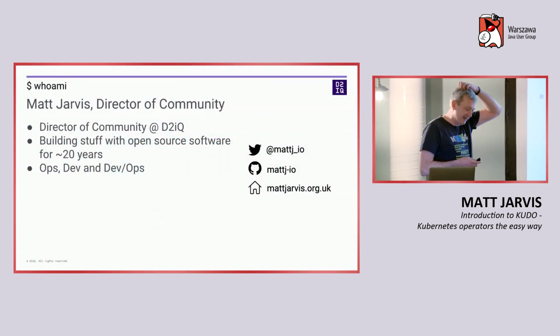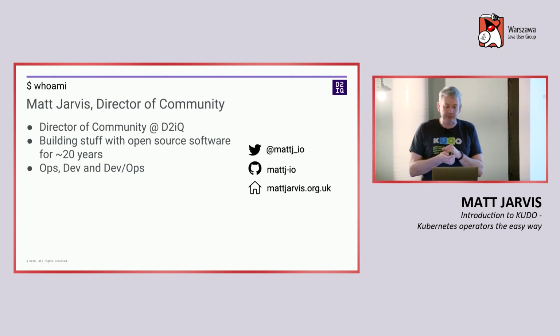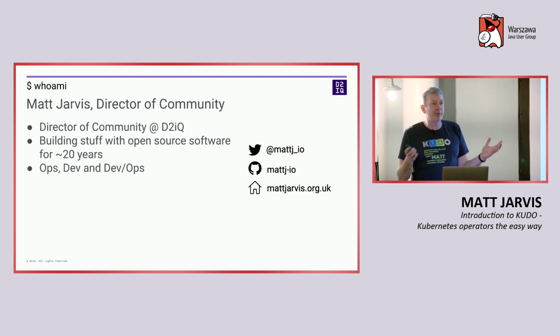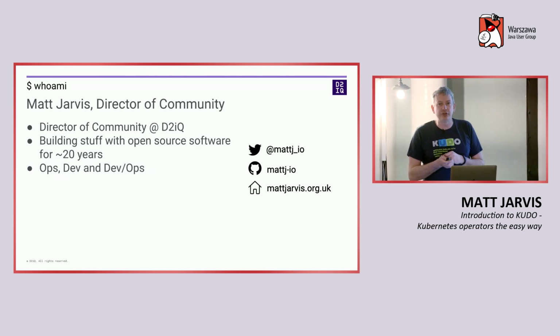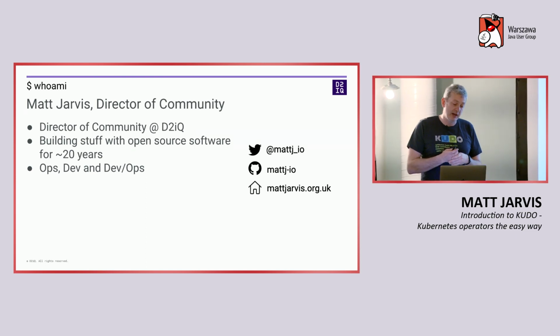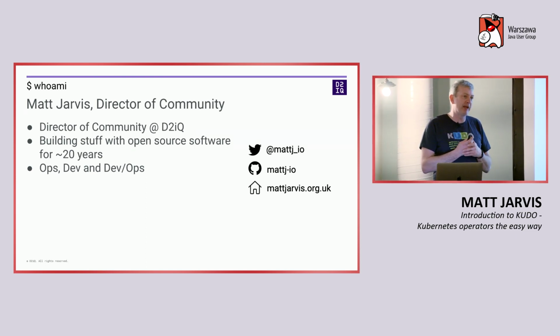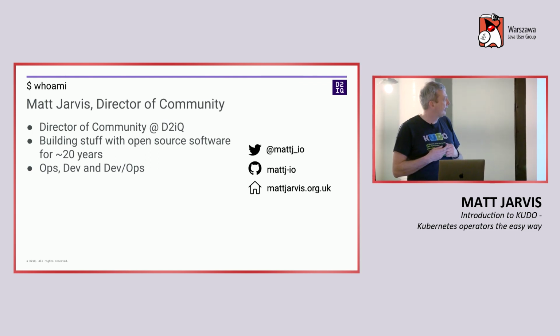Okay, so this is me. My name is Matt Jarvis. I am Director of Community for a company called D2IQ. D2IQ used to be a company called Mesosphere. You may have heard of us for our previous name, but we build cluster orchestration software. So we've been building cluster orchestration software using a piece of software called Apache Mesos for a very long time, and now also around Kubernetes.